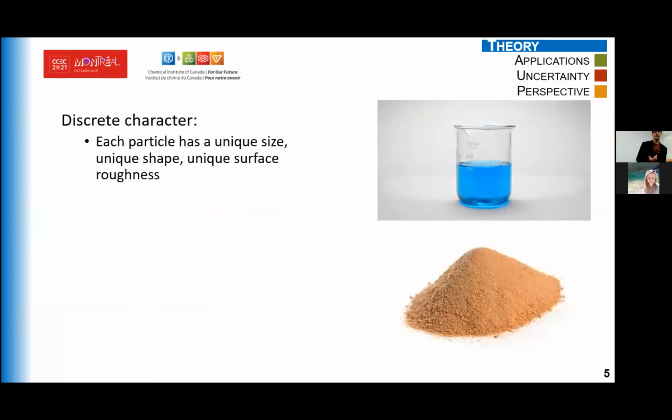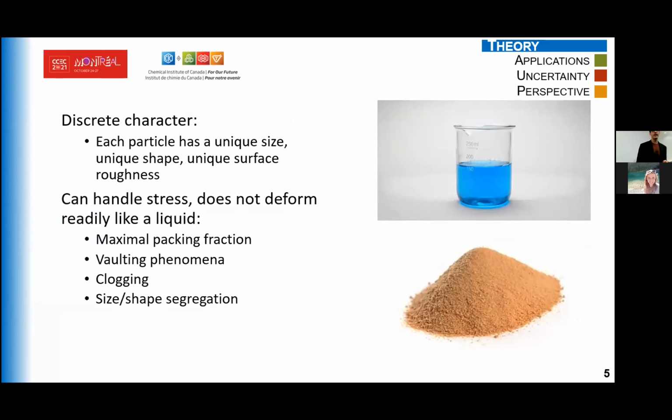So what is peculiar about granular matter? Well, each particle that makes up an assembly of particles has a unique size, a unique shape, and a unique surface roughness. And granular matter has a very weird rheology, per se. So a heap of particles can handle stress, and it does not deform readily like a liquid. If we look at the bottom right, we have a heap of sand, and at the top right, we have water. Well, if I pour the water on my desk, it's going to spill everywhere, and we're going to have a very flat liquid everywhere. If I spill the powder on my desk, however, I will have a neat pile, and it's going to remain like this, and there's not going to be any flow. So there's going to be some sort of stress handling by the granular material.